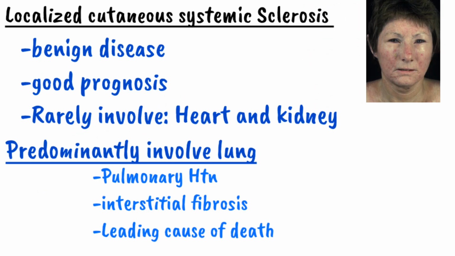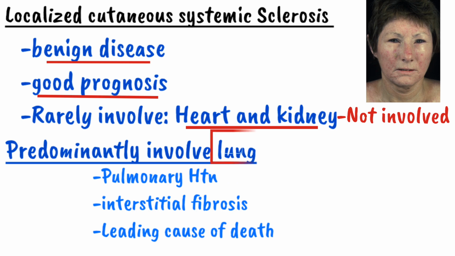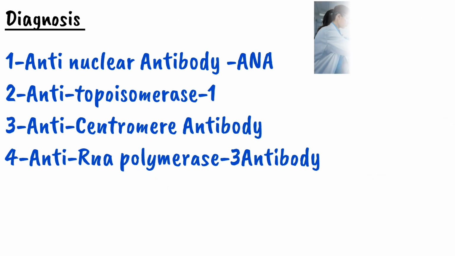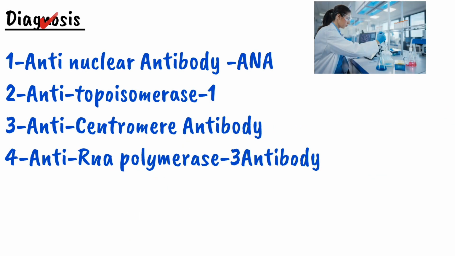The CREST syndrome is usually a benign disease which show a good prognosis, and it do not involve heart and kidney, and it predominantly involve lung. In lung it causes pulmonary hypertension. The pulmonary hypertension is about 6 times more common than diffuse form. Apart from pulmonary hypertension, it can cause interstitial fibrosis, and it is the most common cause of death in CREST syndrome. Now come toward the diagnosis of a scleroderma.